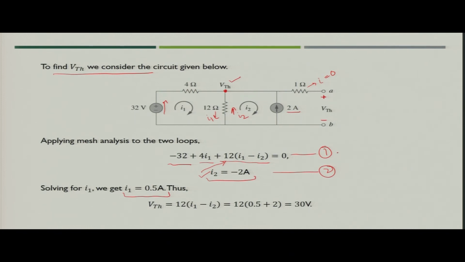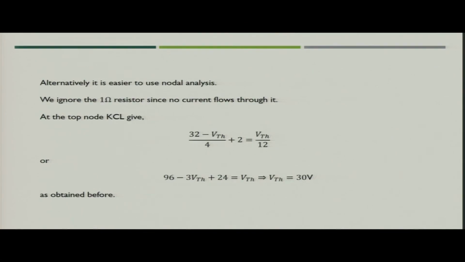Now, as you have got the values of current I1 and I2, what you have to do? VTH would be nothing but 12 into I1 minus I2. So, you can simply write the value of VTH as 12 into I1 minus I2, simply put the values of I1 and I2, you will get VTH as 30 volt.